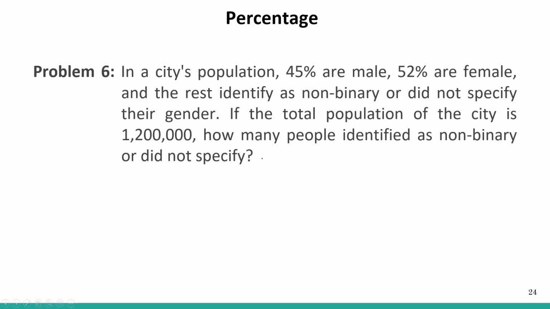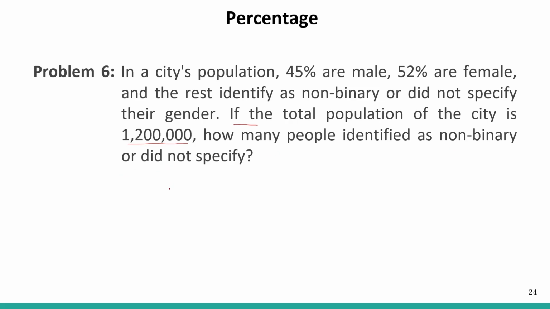Okay, so let's see problem number 6. In a city's population, 45% are male, 52% are female, and the rest identify as non-binary or did not specify their gender. If the total population of the city is 12 lakh, how many people identified as non-binary or did not specify?